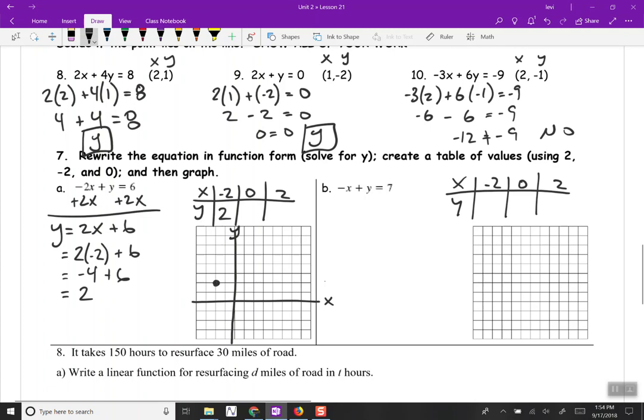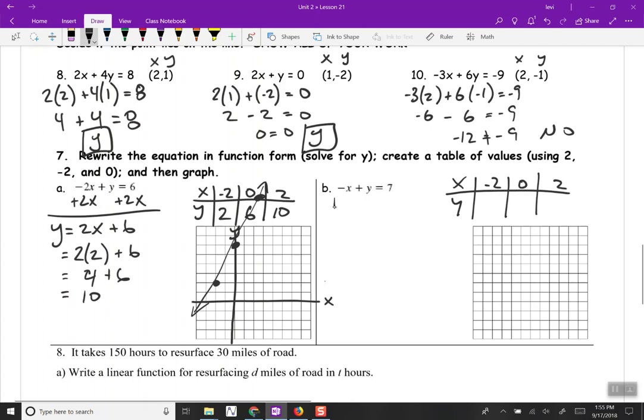Okay, next we'll plug in a 0. I'm going to use the same spot here, and now we'll just substitute in a 0 there. What's 2 times 0? 0. 0 plus 6, 6. So that's 0, 6. And next we're going to substitute in a 2. 2 times 2 makes 4. 4 plus 6 makes 10. So that's 2, 10. 2, 10 will be up here somewhere. So we have this. Make our line just like that.